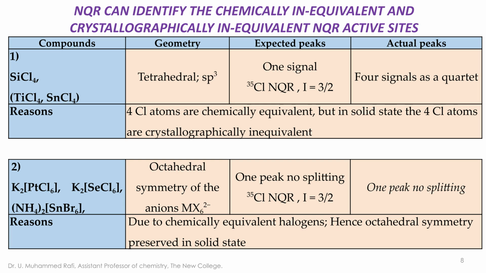NQR can identify chemically inequivalent and crystallographically inequivalent NQR active sites. For example, silicon tetrachloride shows 4 signals due to crystallographically inequivalent Cl atoms, despite being chemically equivalent. For K2TeCl6, 1 peak with no splitting is observed, due to chemically equivalent halogens, hence octahedral symmetry is preserved in the solid state.